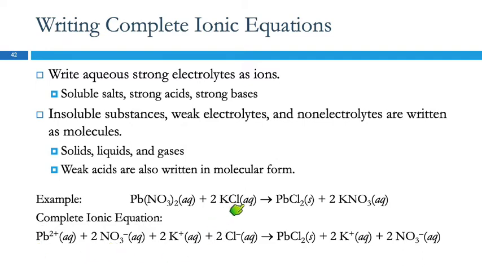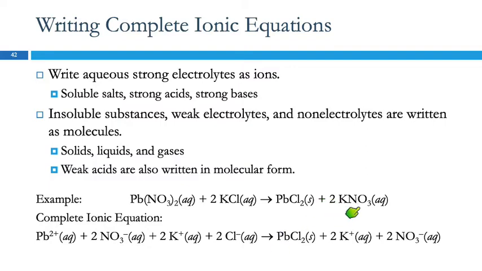Then we see this one, KCl. Is that an acid? No. So it's going to be written as separate ions. There are 2 of those units, so I'm going to have 2 potassiums and 2 chlorides. Over here, this one's a solid. That means it's not separated, right? The lead and the chloride are very much together. And so we're going to write it that way because that's how they actually are in the solution.